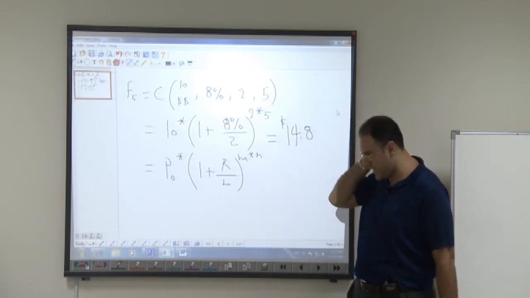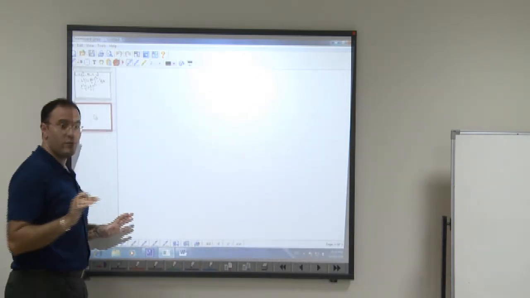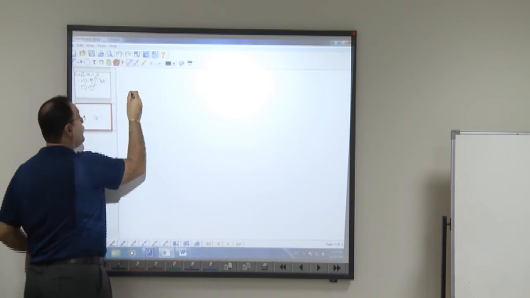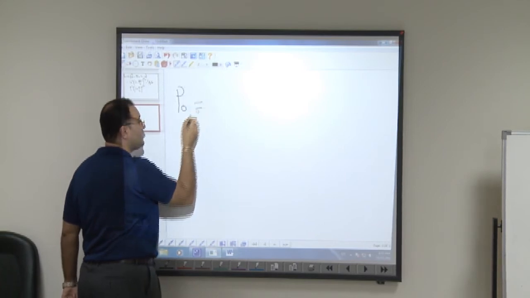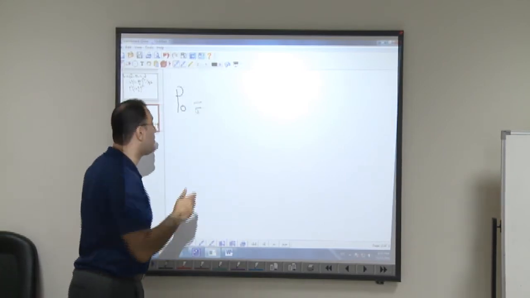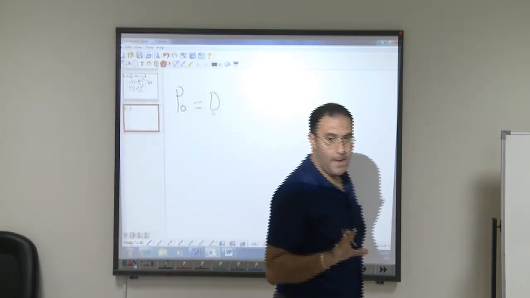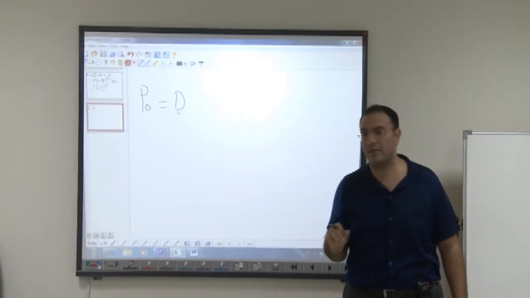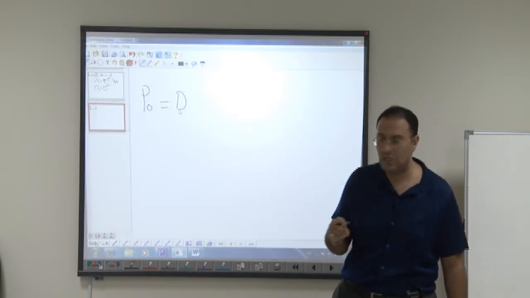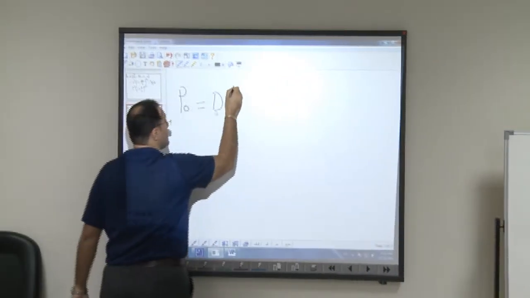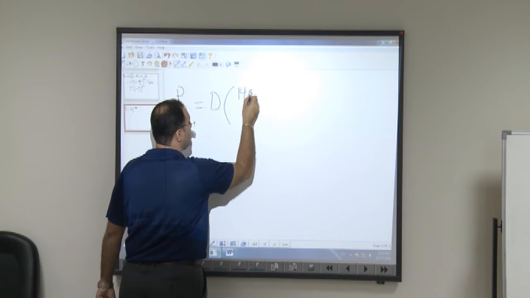So how can we do it? What am I solving for? I'm solving for P0. P0 is D, discounting. This is what finance is all about. Finance is all about discounting, going back in time as opposed to going ahead in time. So P0 is D of 14.8, and this is a single sum, of course.